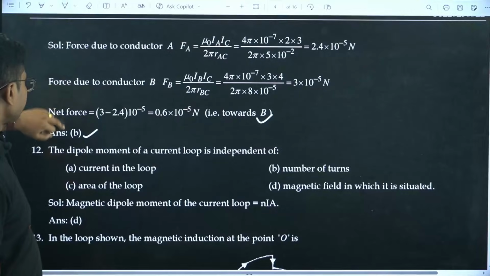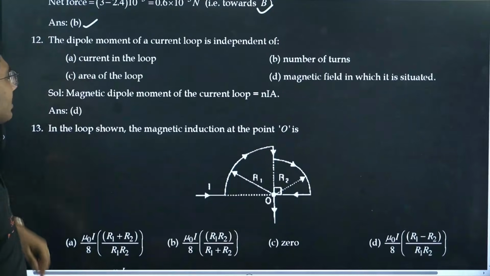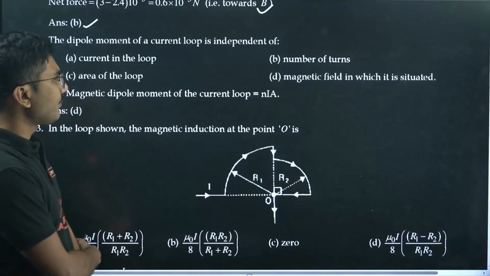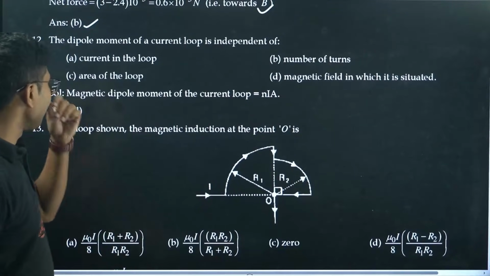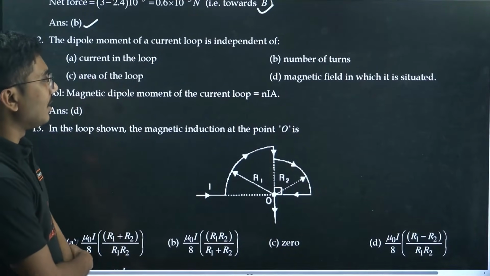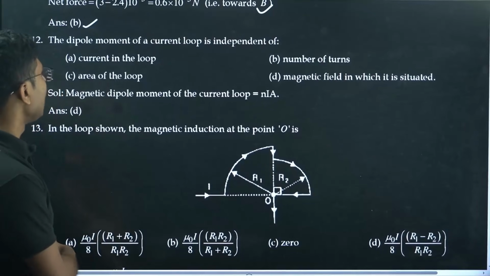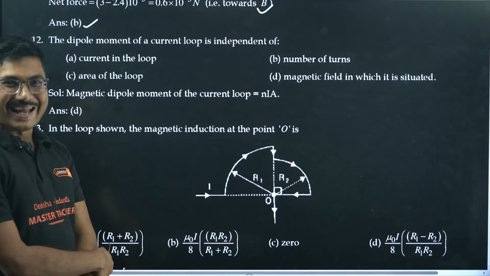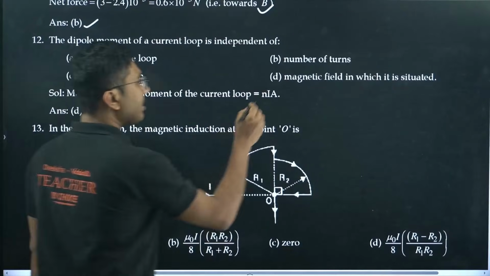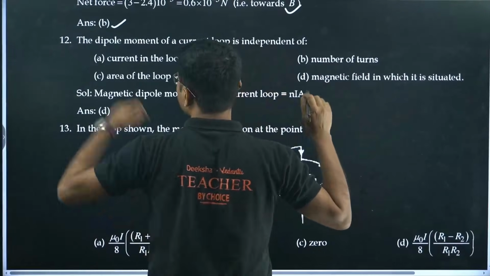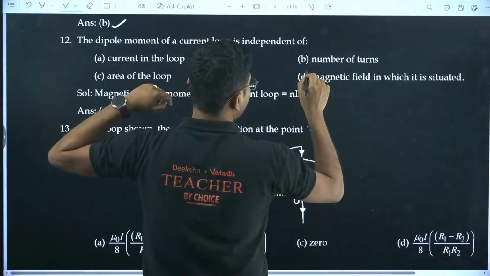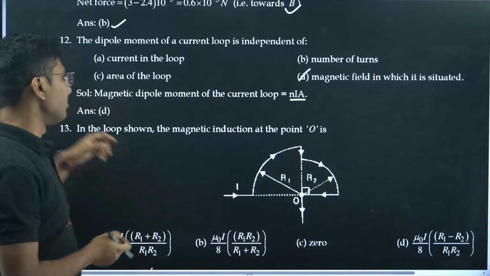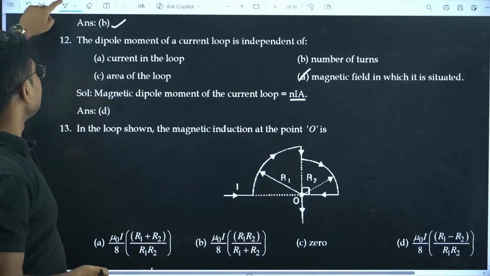Next question. The dipole moment of a current loop is independent of: current in the loop, number of turns, area of the loop, magnetic field in which it is situated. The dipole moment of the current loop is given by NIA, so obviously it does not depend on the magnetic field in which it is situated. So option D is the correct answer. NIA, that is the dipole moment formula, so obviously it depends on the number of turns.